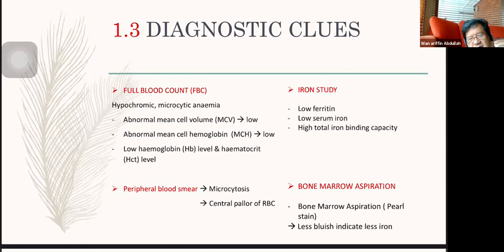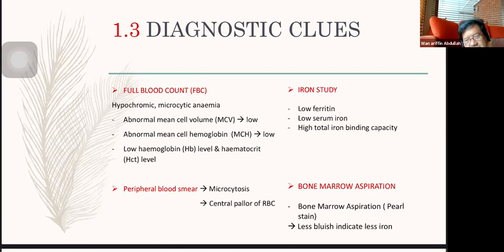You must give the full description, because sometimes in the exam they say, give 4 characteristic features of the blood film in iron deficiency anemia. If you only give 2, then you will only get 50%.